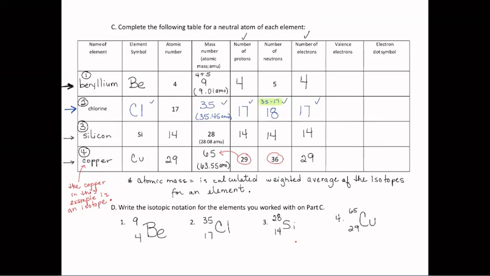Excellent job, you guys. Any questions about determining the number of protons, neutrons, and electrons, determining atomic number, mass number, the symbol or isotopic notation for any element in the periodic table? So the last 2 columns, valence electrons and electron dot symbols, we're going to deal with that in a few moments, once I introduce some concepts, okay?